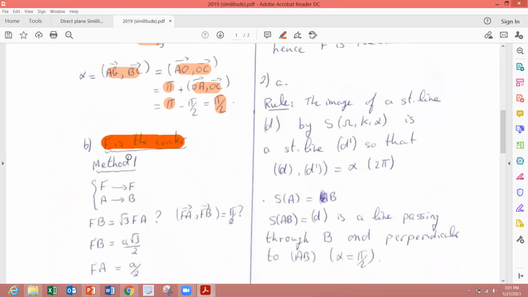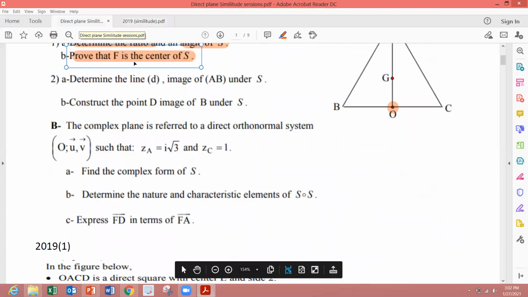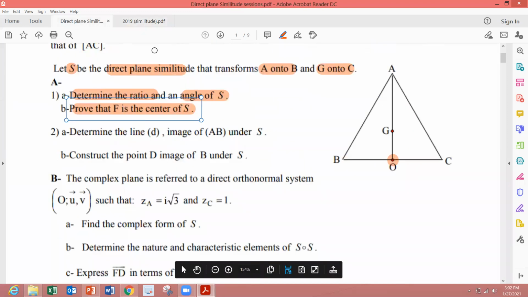Method one. F is the center means the image of F is F and the image of A is B. We have to prove that FB equals radical 3 times FA, and we verify that angle FA, FB equals pi over 2 for F to be the center. Here we can't take G becoming C instead of A becoming B. You can, with either of the two given: G onto C or A onto B, one of them.